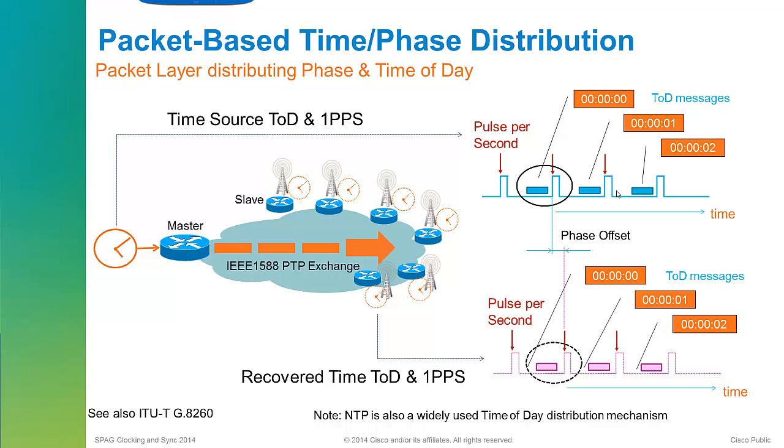Okay, so we know that for all intents and purposes there isn't really a physical distribution mechanism for time of day and 1 pulse per second. Practically, the way this is done is using a packet-based mechanism, and the most common is to use PTP, IEEE 1588. And like before, we have a master that had a frequency reference. What we can also do is have a time source for time of day and 1 pulse per second.